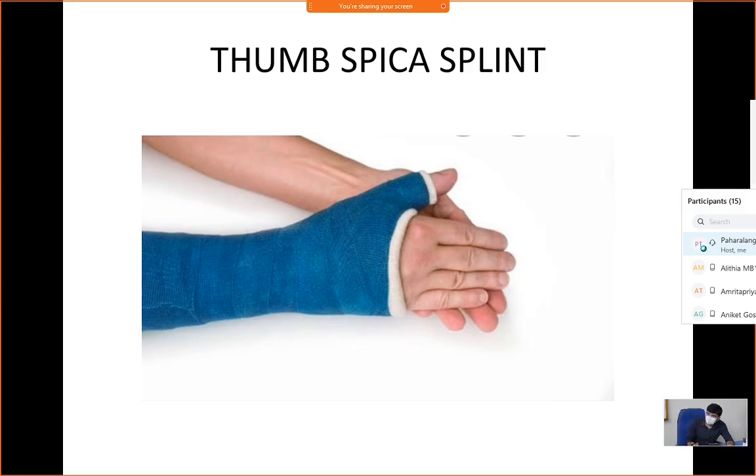This is the thumb spica splint, another splint used in the upper limb. This is used in fractures around the base of the thumb, like Rolando's fracture, Bennett's fracture, goalkeeper's thumb, and even immobilizing the wrist also.